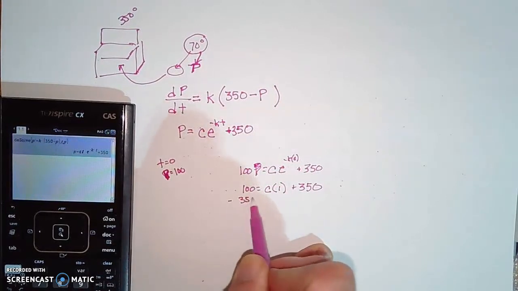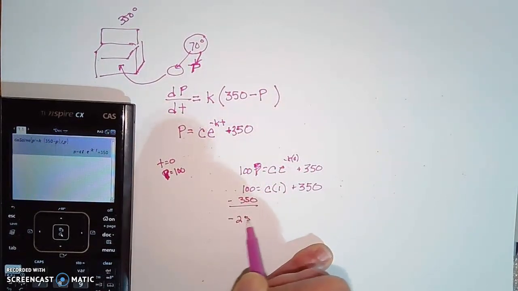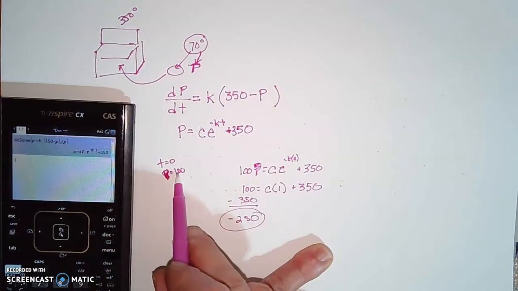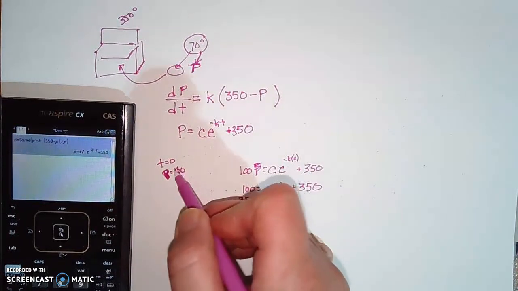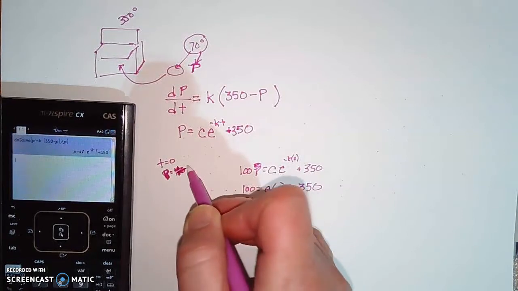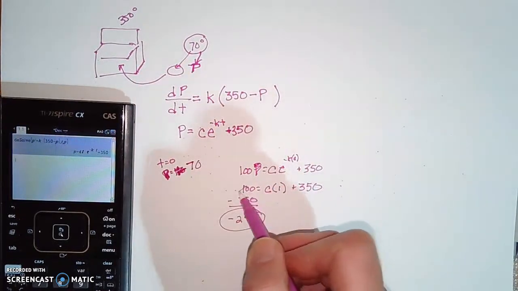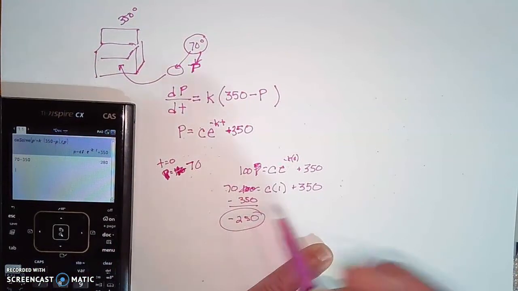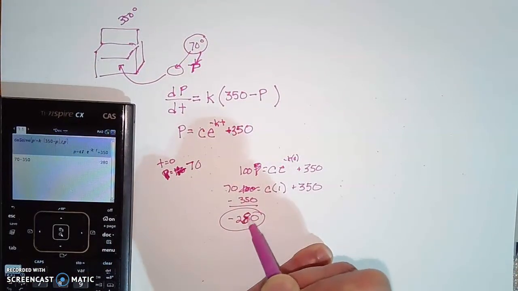Subtract 350, and we get negative 250. So the C is negative 250. It's always going to be the difference between whatever you started out with, the temperature-wise. Oh, I did that wrong. I said 100. We know what the temperature was at time 0. Time 0 at 70. Let's fix that. 70 minus 350 is negative 280. Sorry about that.